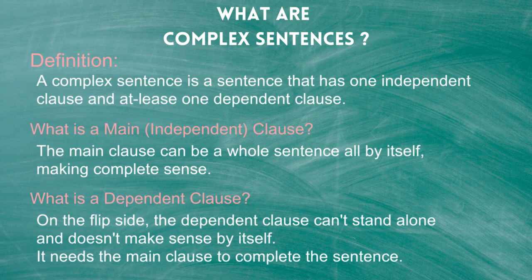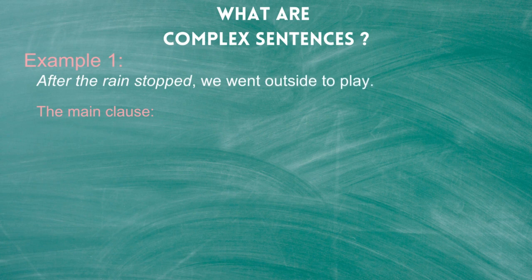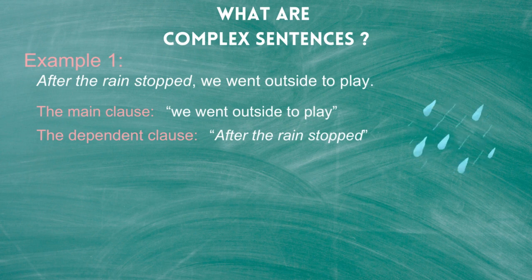Let's understand this with the help of some simple examples. Our first example is, after the rain stopped, we went outside to play. In this example, the main clause is, we went outside to play. We know this because it makes sense on its own. However, the other part of the sentence, after the rain stopped, cannot make sense on its own. This is why it is the subordinate clause.